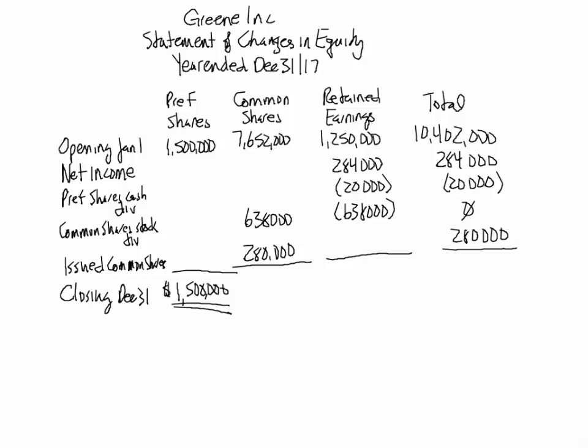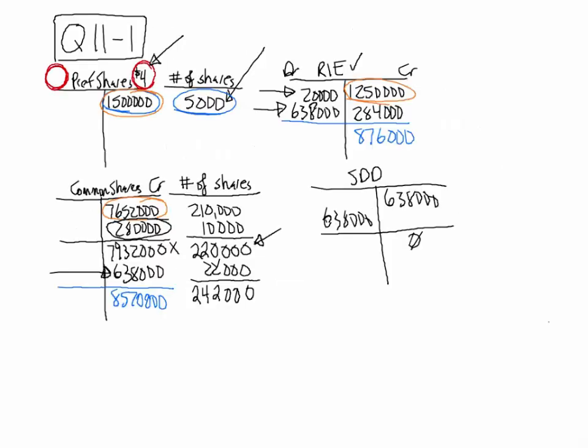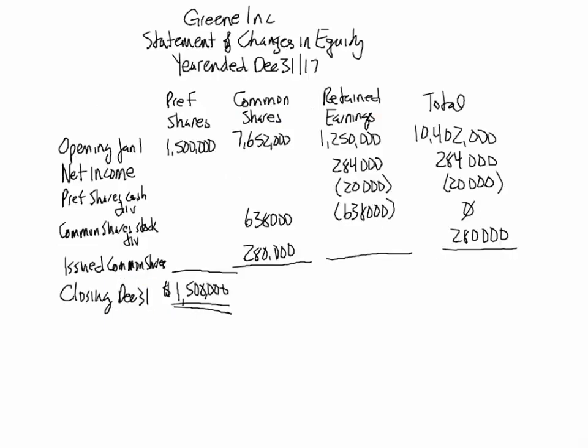So if I look at the T accounts for common shares, it was $8,570,000. This is $8,570,000.